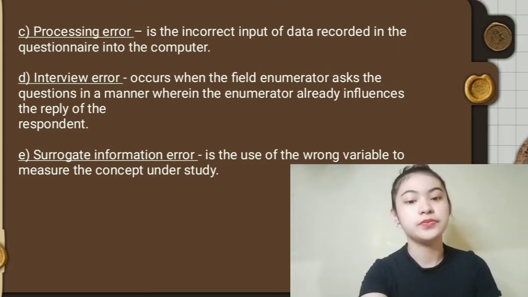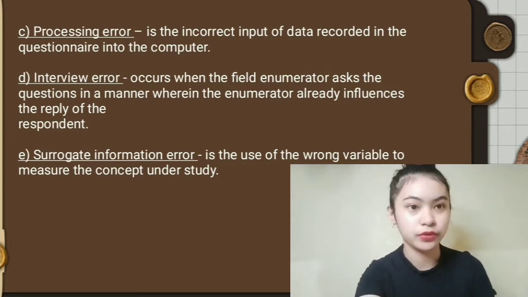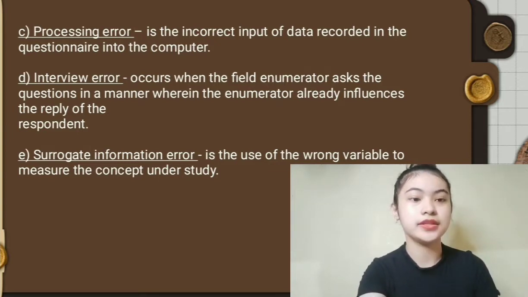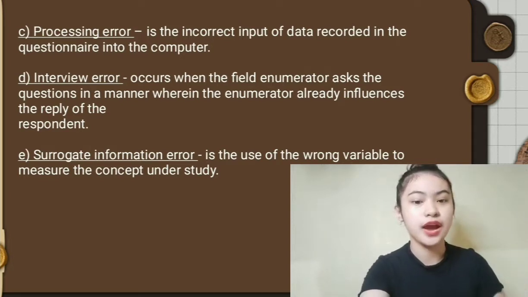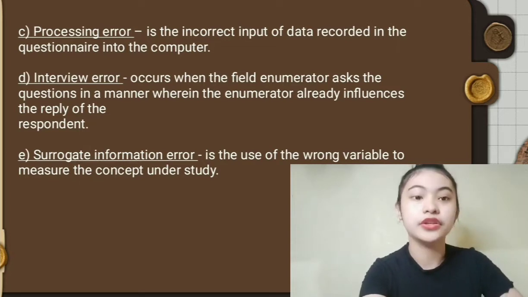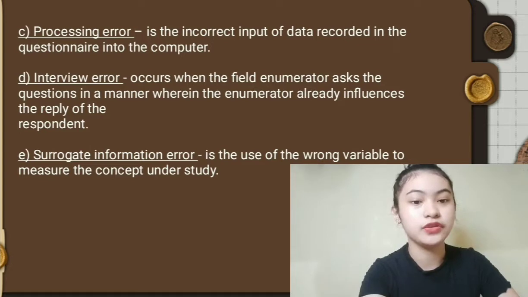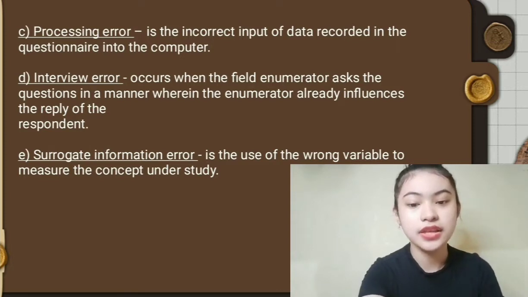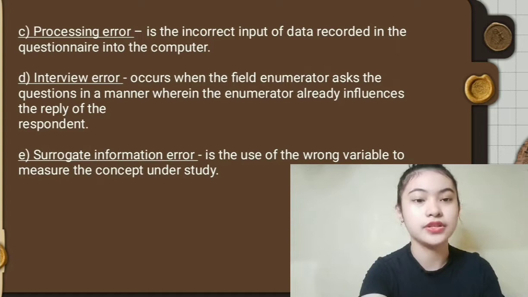We also have the processing error, wherein there's an incorrect input of data recorded in the questionnaire into the computer. It really happened when I experienced doing a survey in our senior high school. Also the interview error occurs when the field enumerator asks the questions in a manner wherein the enumerator already influences the reply of the respondents. So basically this is also a bias that happens. Lastly, the surrogate information error is the use of the wrong variable to measure the concept under study.